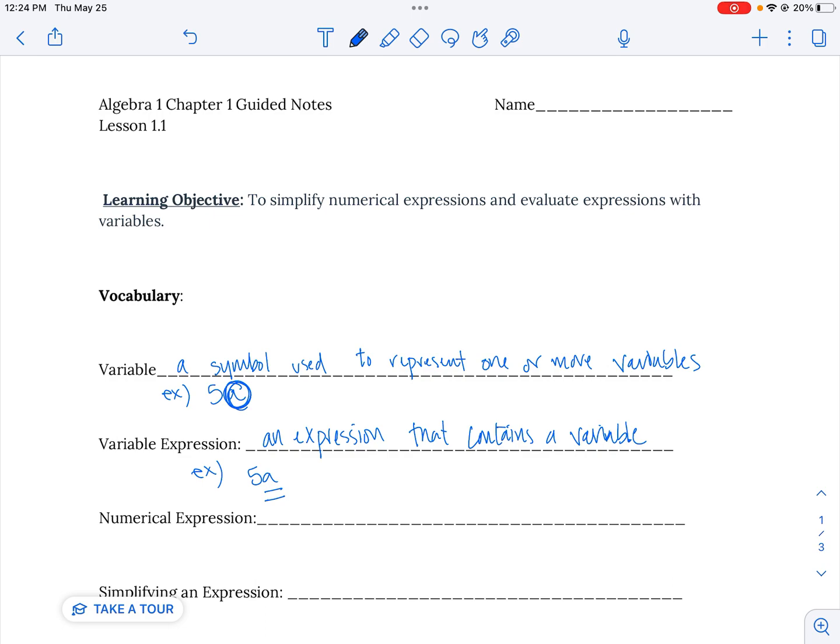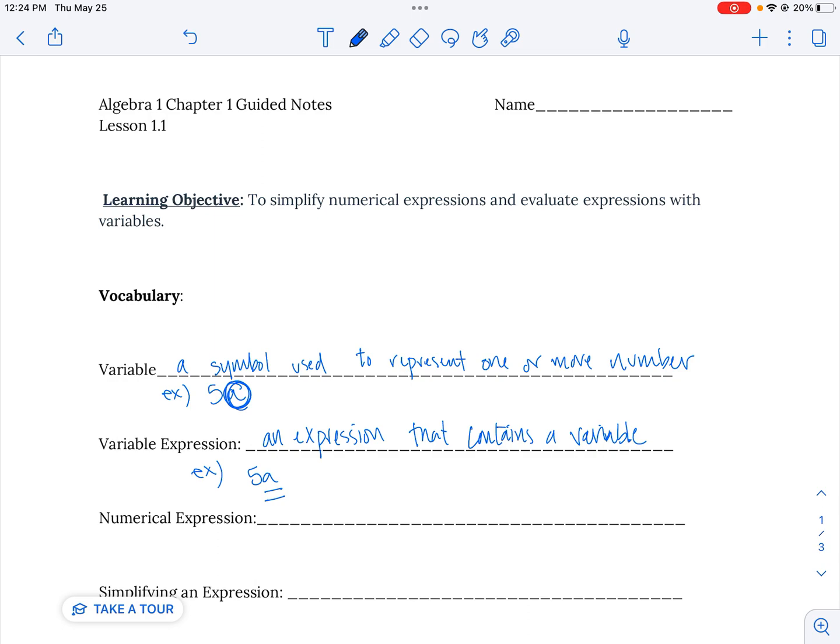Okay, and I actually made a mistake up here: a variable is a symbol used to represent one or more numbers, not variables, so that makes a little bit more sense, right? So now a could end up representing a number if this was an equation or if it was a substitution problem. So now a variable expression makes a little bit more sense. It's an expression that contains a variable, which is just a placeholder for a number. So for example, 5a, where a is the variable.